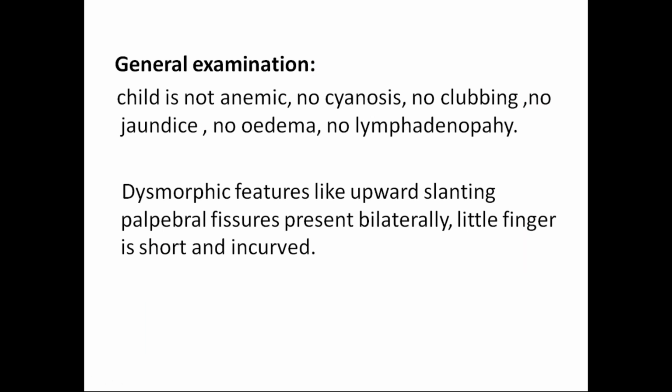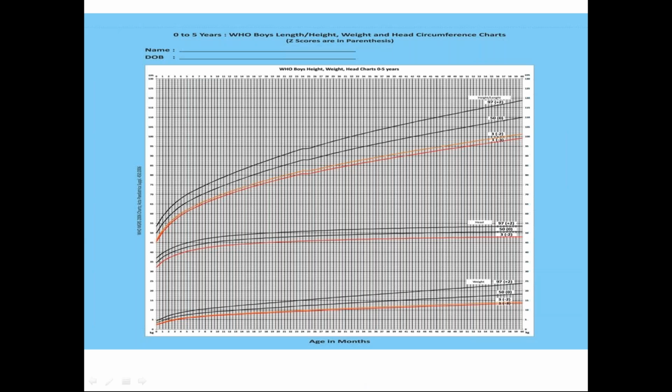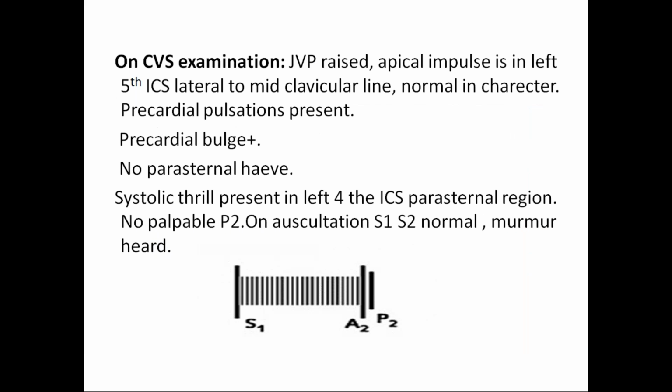So on general examination, there is no cyanosis or anemia, but dysmorphic features are there, suggestive of some genetic syndrome most probably. With this history and the general examination findings, we may think the child has some congenital genetic syndrome. Only if there is Down syndrome, we should not use this growth chart. This growth chart is for normal children. So we have to use the special charts for Down syndrome children.